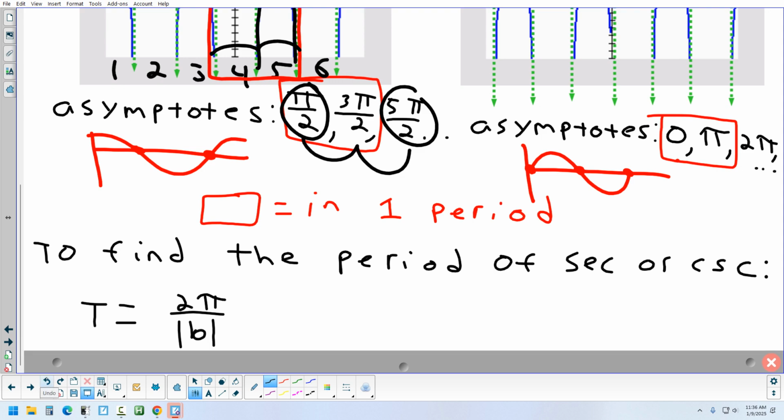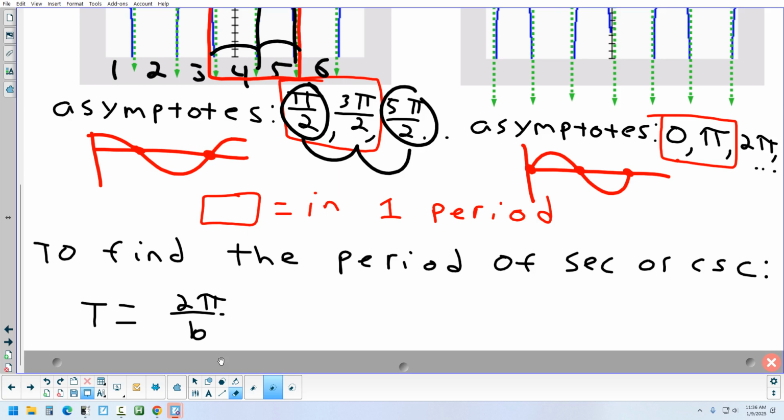Find the period of secant or cosecant. It's exactly the same formula as sine and cosine. So basically, every trig function uses 2 pi over b, except tangent and cotangent. Tangent and cotangent uses pi over b.